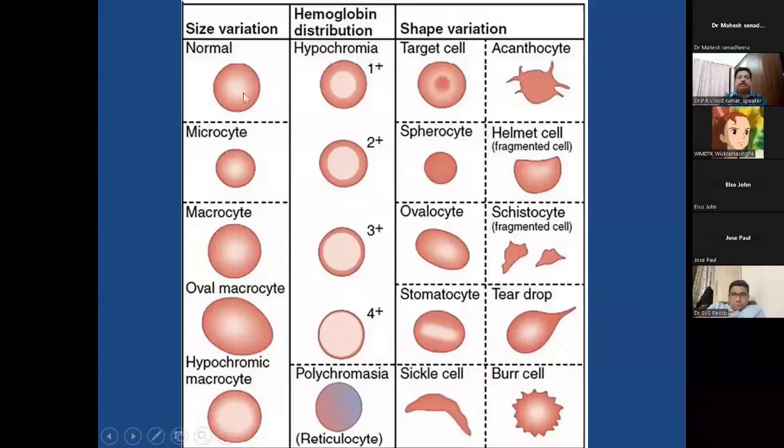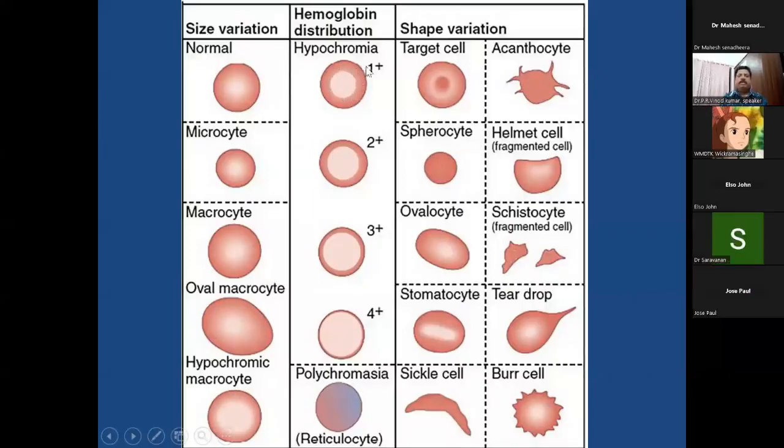And here, just to show you, this is a normal erythrocyte, this is a microcyte, this is a macrocyte, this is an oval macrocyte or oval elliptocyte, this is a hypochromic macrocyte. Hypochromasia grade 1, 2, the central pallor is here, you can see central pallor, 1 plus hypochromasia, 2 plus hypochromasia, 3 plus, 4 plus, and you can see a reticulocyte here. The target cell, spherocyte, all we have seen here.